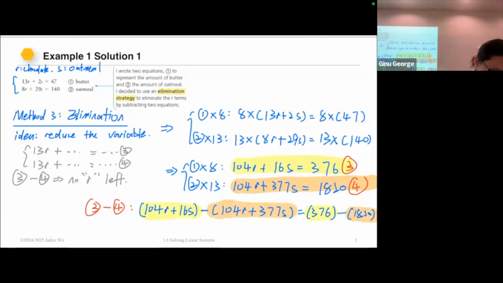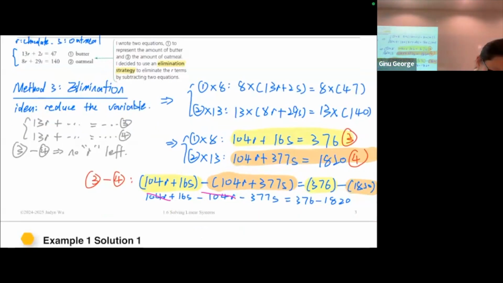After subtraction, I can open the bracket here to do further calculations. Minus 377S equals 276 minus 1820. And I can eliminate the variable R here to make S only. So the final equation I will derive will be negative 361S equals negative 1444. And I can easily solve for the value S now.